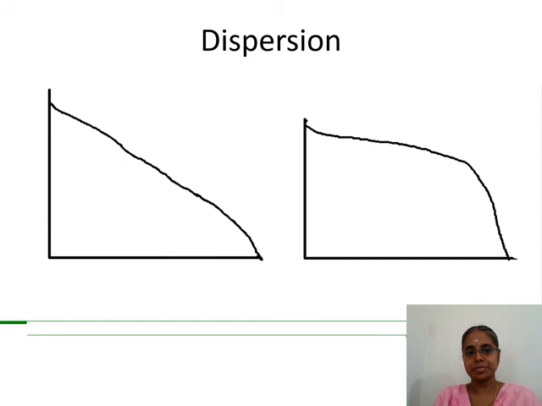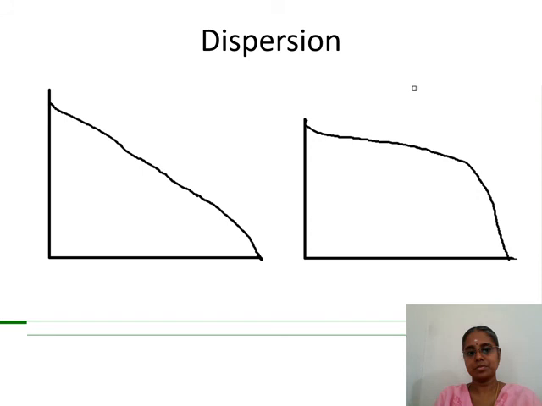You can see, let us consider this as A and this as B. In A, we have the maximum length very high, and the maximum length is shorter here in B. Now let us try to understand dispersion better.